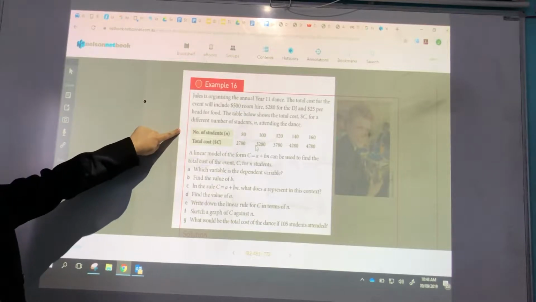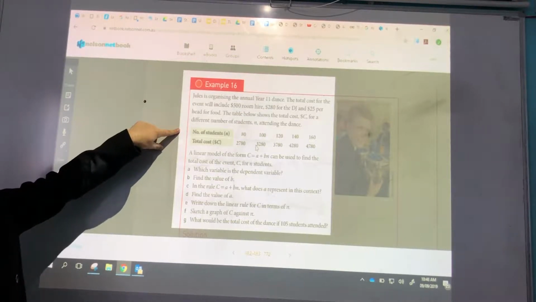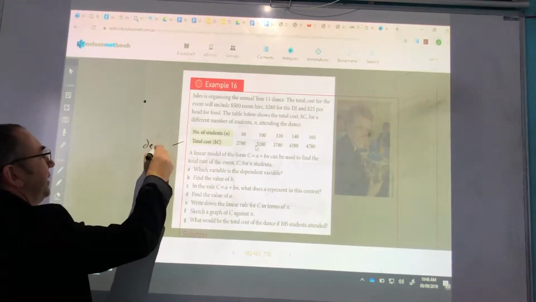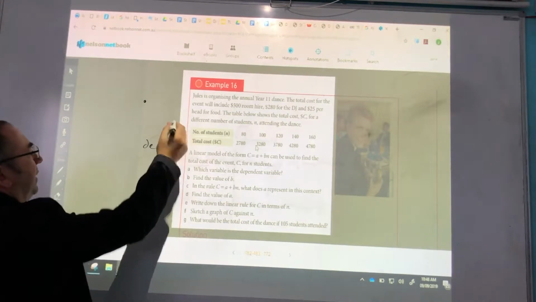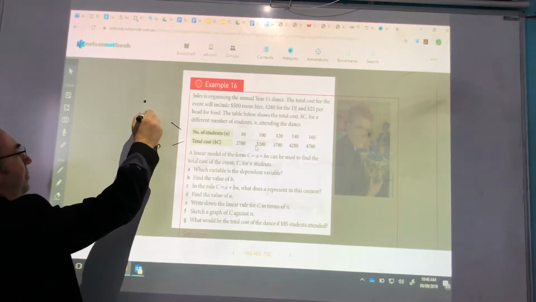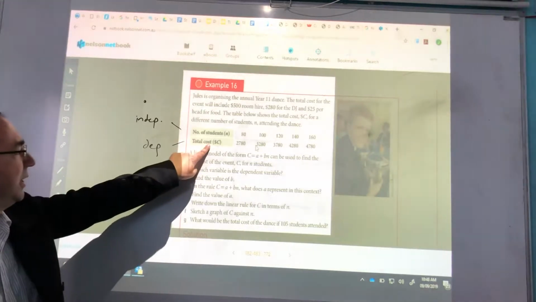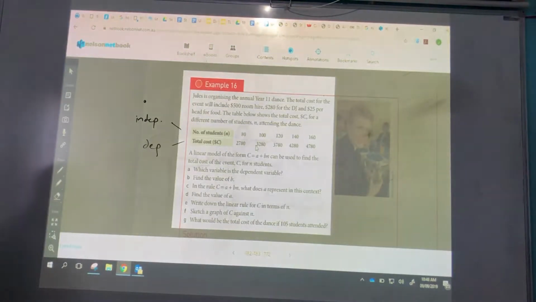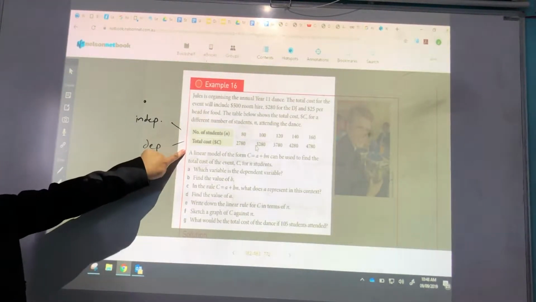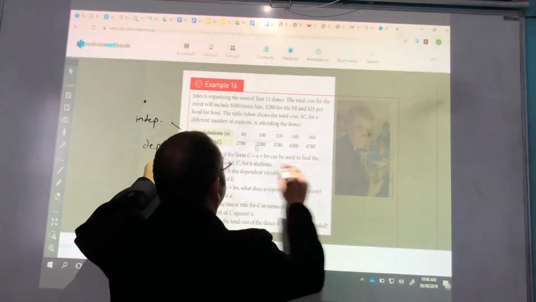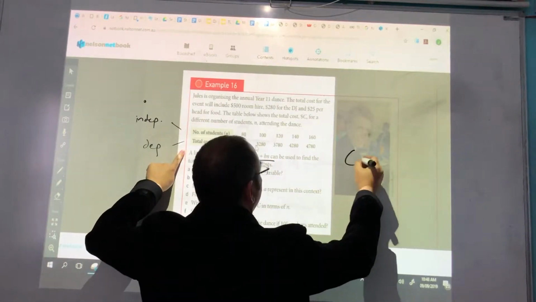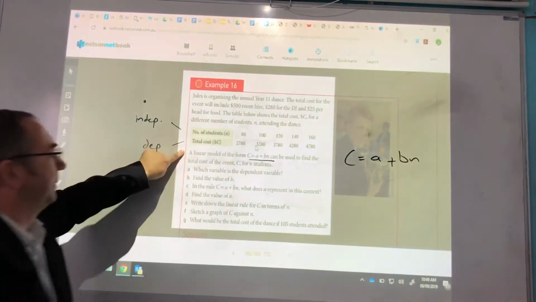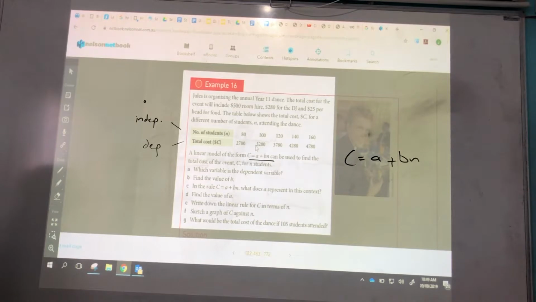and based on the number of students attending the dance. So here, the total cost is the dependent variable, and the number of students is the independent variable, because the total cost is different depending on how many students attend the dance. Okay, so it's telling us a linear model of the form cost equals A plus Bn can be used to find the total cost of the event.